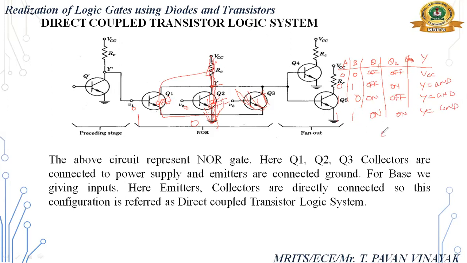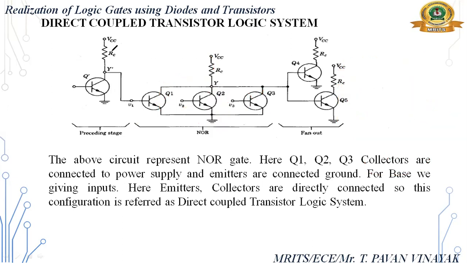So let us see, 0 0 gives 1, 0 1 gives 0, 1 0 gives 0, 1 1 gives 0. This is the NOR gate operation, right? So direct coupled transistor, the basic structure is NOR gate. Using NOR gate only, we design the remaining gates. So this is the basic configuration.